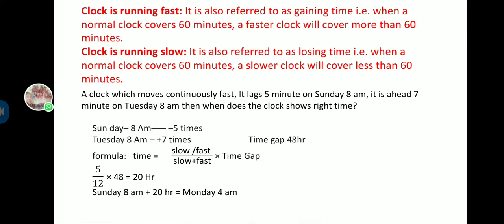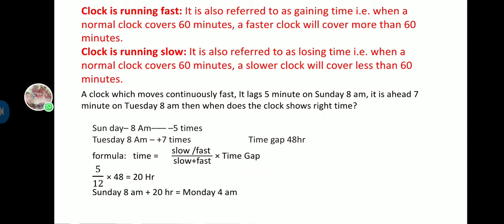What is the time gap? Slow by slow plus fast. Whether it is slow or fast, you need to take only one, and that is slow. Slow by slow plus fast: slow is 5, fast is 7, and the time gap is between them.